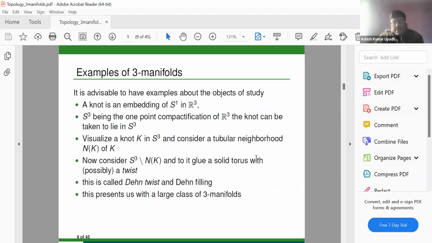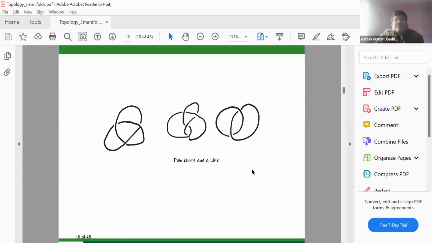This process has a name. It is called Dehn twist and Dehn filling. The twisting is called Dehn twist and the process is called Dehn filling. And this way, we have a large class of three manifolds. We will have in our hand a lot of examples of three manifolds.